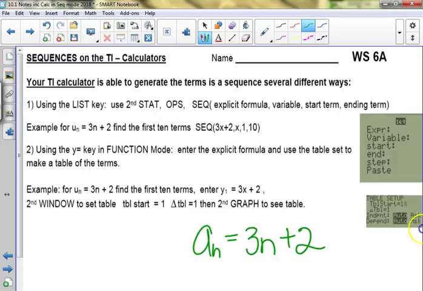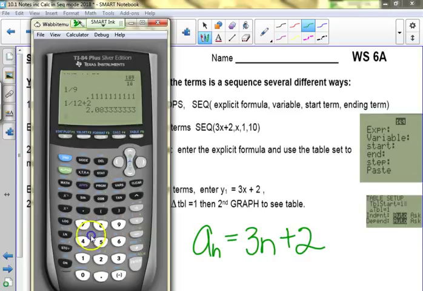2. The first one is to find the word sequence, which is second stat, arrow to the right. Do you see sequence? It's choice 5. This is where, on the older calculators, you would do this with a comma in between each step. So you would type in the formula, 3n plus 2. You will get an X probably.